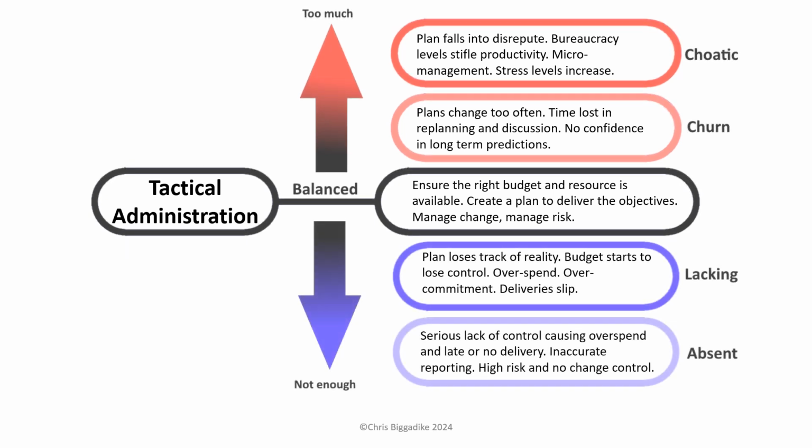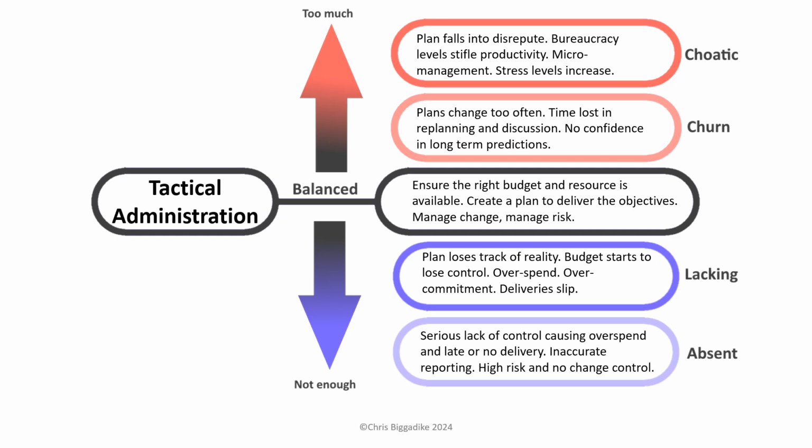When there's not enough, the plan loses track of reality. The budget starts to lose control. You get overspend, you get overcommitment. Deliveries begin to slip. If you don't know where you are with spending and the use of time, it's very easy to think that everything's okay.